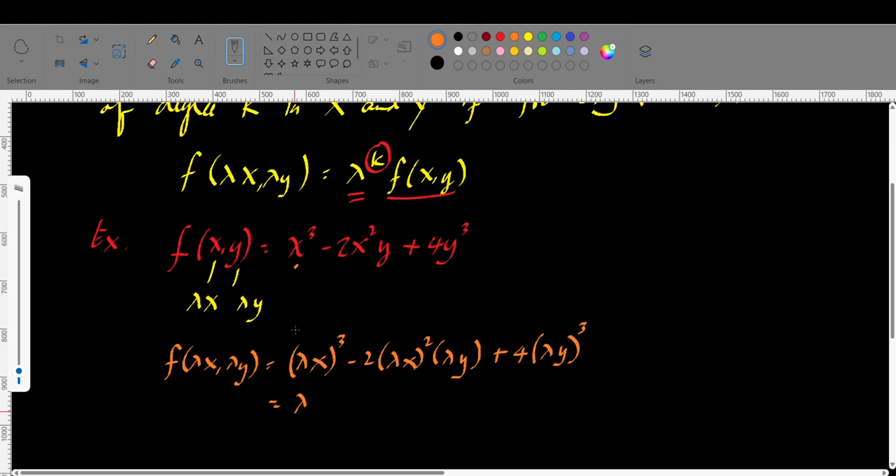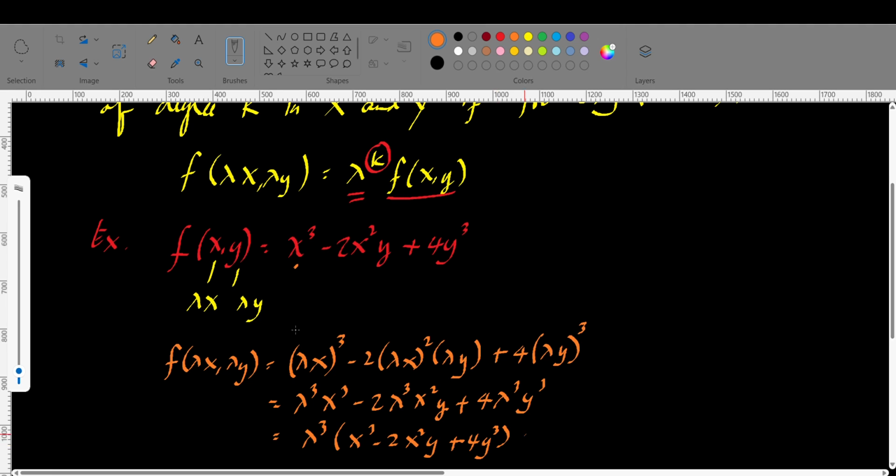Lambda x to the power of 3 is lambda cube, x cube, minus 2 lambda x squared is lambda squared x squared multiplied by another lambda, that will be equal to lambda cube, x squared y, and finally 4 lambda y raised to 3 is lambda cube y cube. Now the greatest monomial factor here is lambda cube. So factoring lambda cube, we get x cubed minus 2x squared y plus 4y cubed.